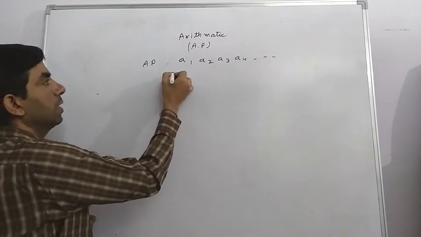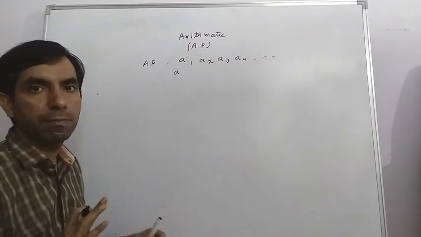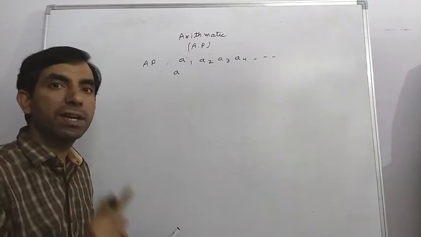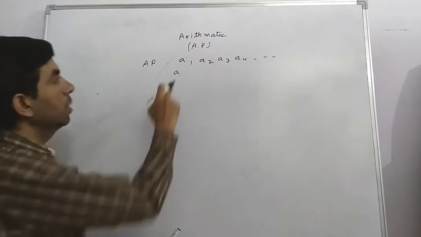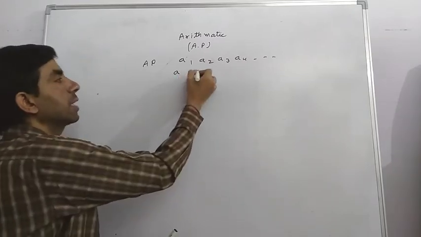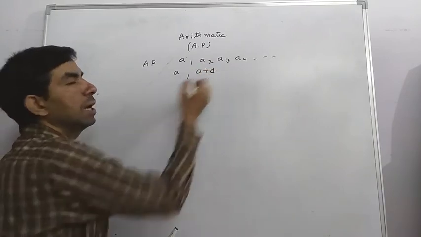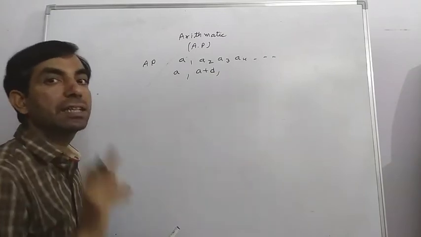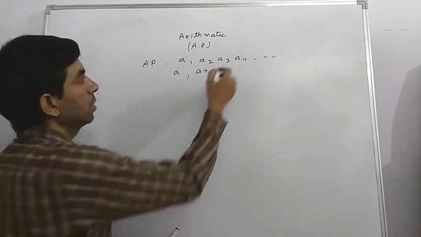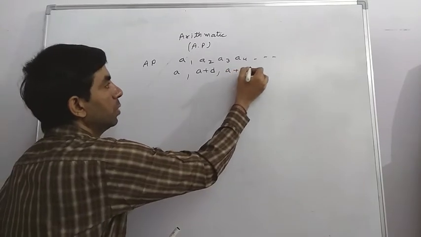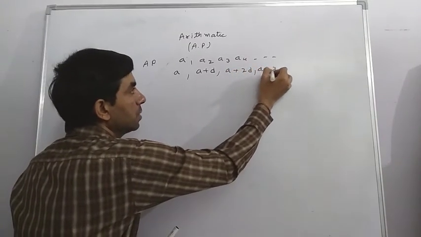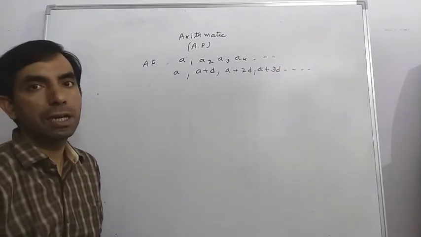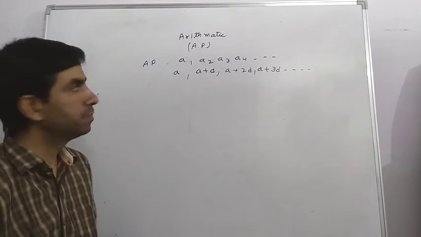By the definition we have already learned, other than the first term we can find each term by adding a fixed number to the previous term. So if the first term is A, then we can find the second term by adding a fixed number D, which gives A plus D. Each time we add the same value. So the third term is A plus 2D and the fourth is A plus 3D. By this method we can calculate every term of the arithmetic progression, the AP series.